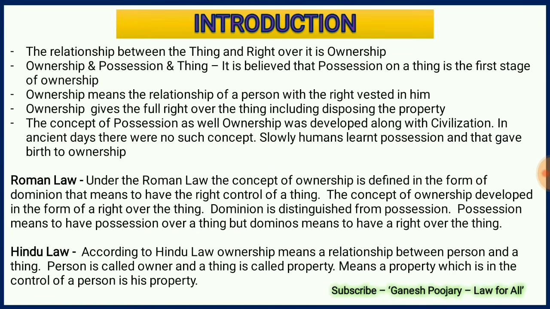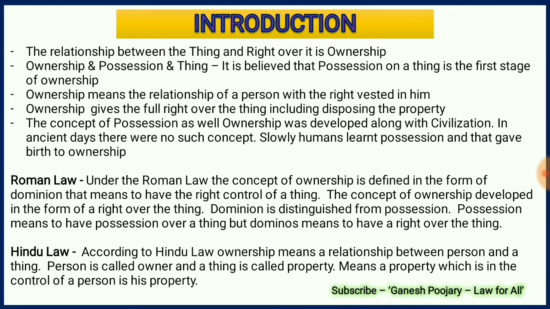Now the relationship between the thing and the right over it is considered as ownership. Somebody is having the possession of a particular thing, and if they're having a right over it, then that is considered as ownership, and it is believed that possession of a thing is the first stage of ownership. That is one important aspect. And ownership means the relationship of a person with the right vested in him. So I am repeatedly using this word right because by having a right over a particular thing which he is possessing or not possessing, he becomes the owner of that particular thing. Now ownership gives the full right over the thing, including the right of disposing such property.